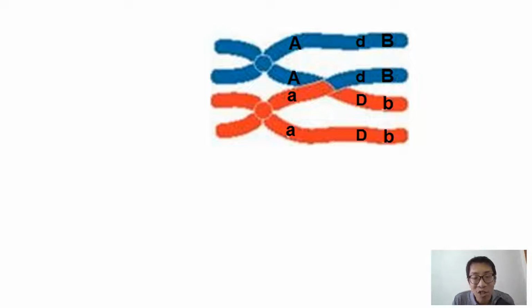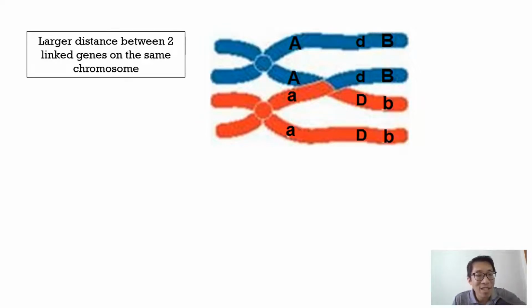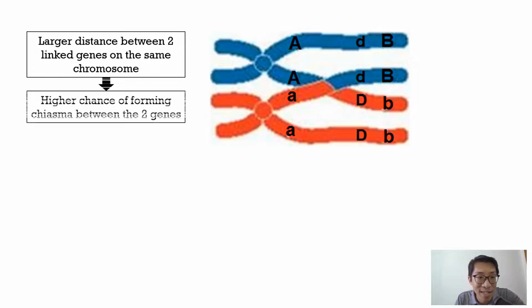The distance between gene A and D is larger than the distance between D and B. Alright, so what you can see is when the distance between two genes on the same chromosome is larger, or they're further apart, there is a higher chance of forming chiasma between the two genes. Again, crossing over is random, so anywhere along the chromosome you can expect to form chiasma or chiasmata. The more distance there is between the two genes, the more likely that the chiasma will be formed between the two genes.